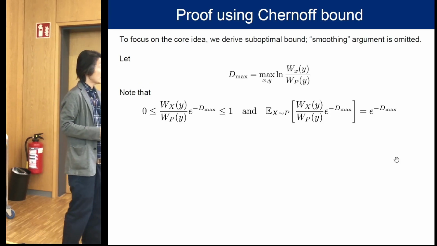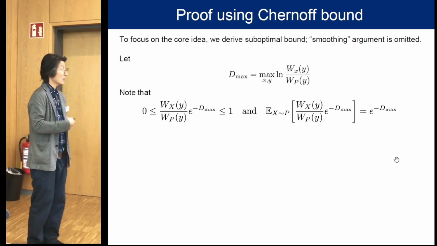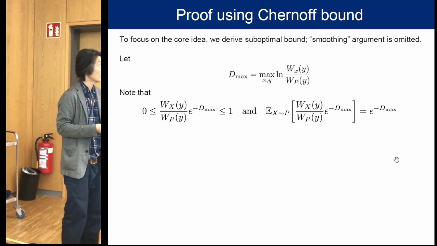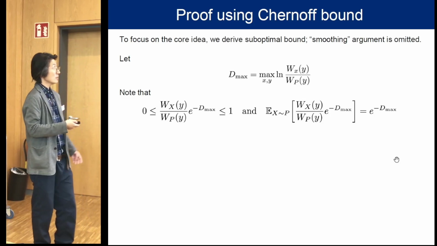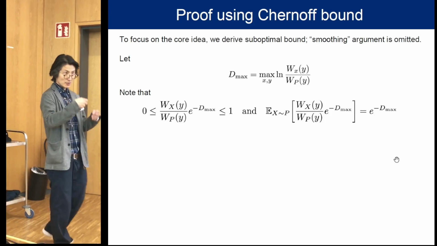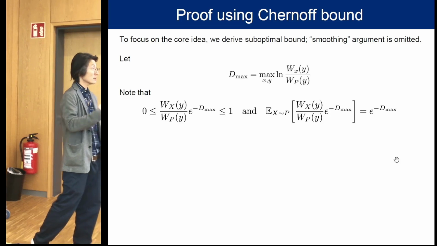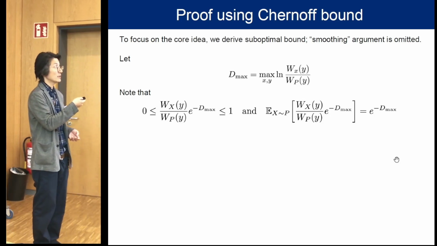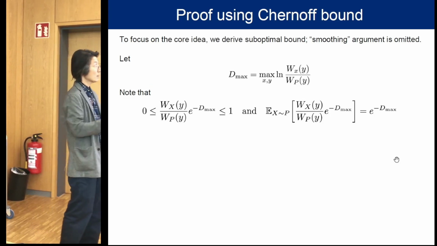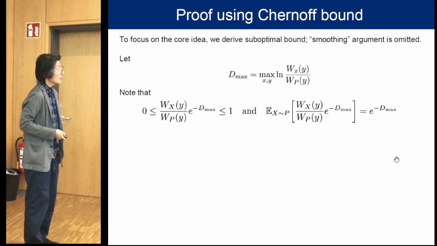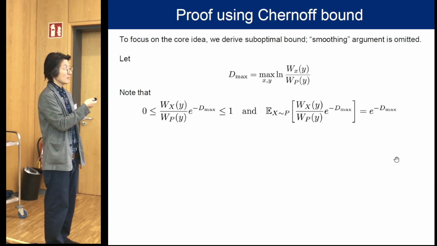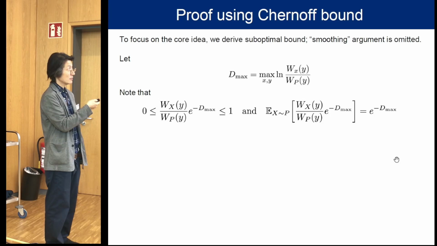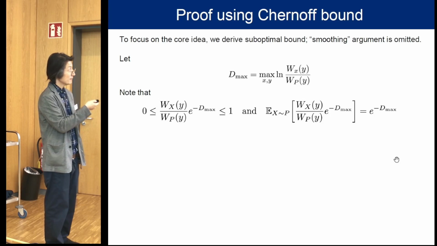Okay, then by using Chernoff bound, we can evaluate the performance of random coding. In order to focus on the core idea, we only derive a suboptimal bound. To derive the optimal bound, we need to add more argument regarding smoothing. I'll come back to this smoothing at the end. So first, let d max be the maximum of this log likelihood ratio between Wx and Wp.